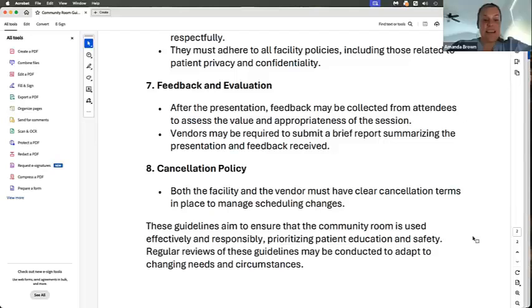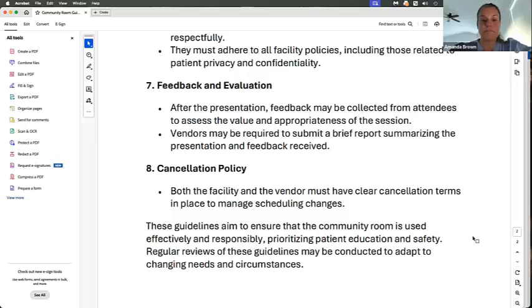After, yeah. Feedback and evaluation. Can you tell us about that? Yes, after the presentation, feedback may be collected from attendees to assess the value and appropriateness of the session. Vendors may be required to submit a brief report summarizing the presentation and feedback they received. I have really never required anybody to submit a report. If anything, that's if the presentation offended someone or something of that nature, but I've never had that happen. We do have the feedback QR codes in our community room so patients are able to give feedback on presentations. And if we do receive feedback from our patients, then of course we share that with the vendor.